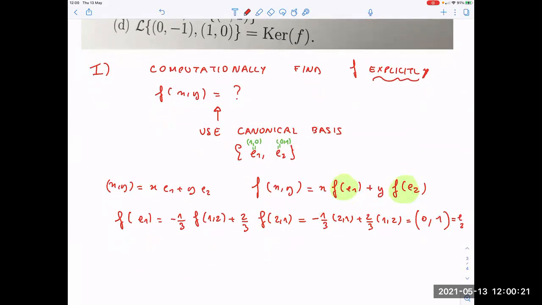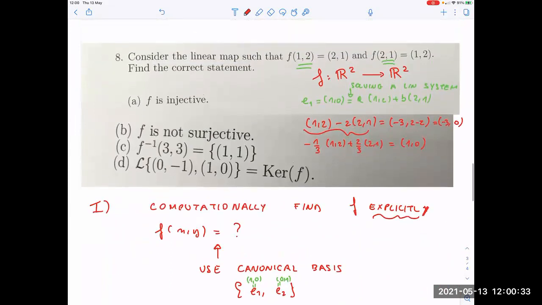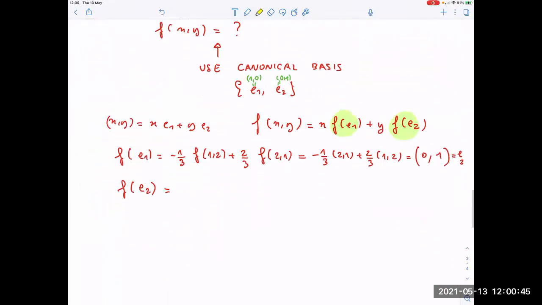And now I have to compute f of E2. And to compute f of E2, I need to go back here and say, now I want to express E2 using (1, 2) and (2, 1). So I want to express E2 as a linear combination of (1, 2) and (2, 1).